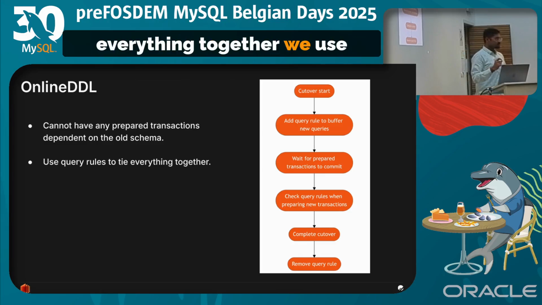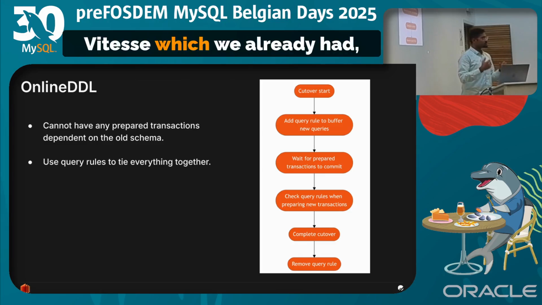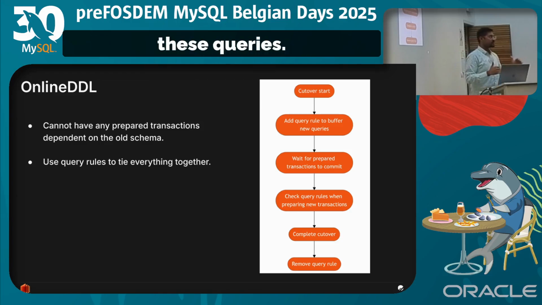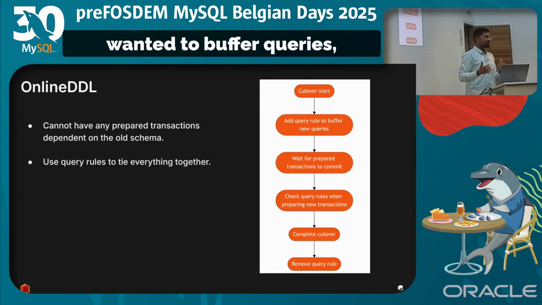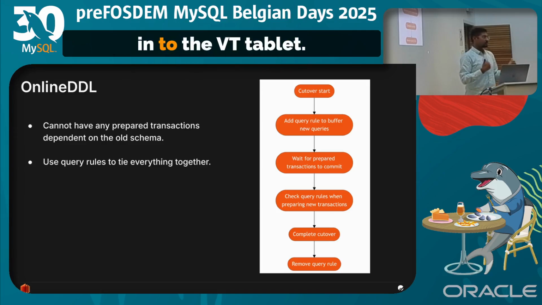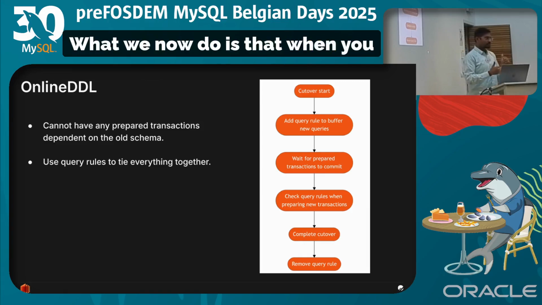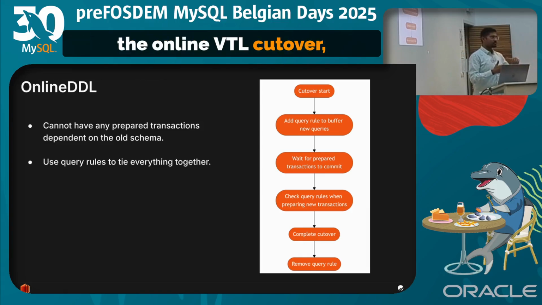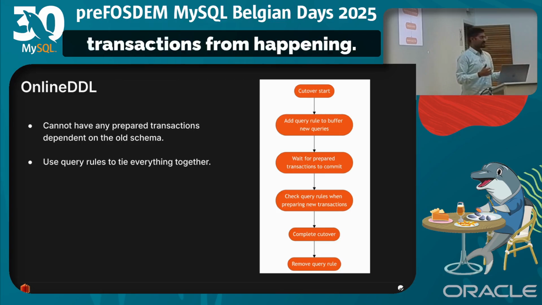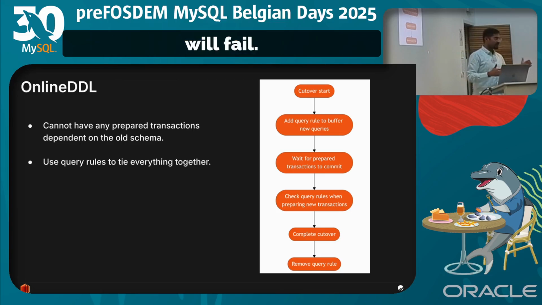To tie everything together, we use something called query rules in Vitess, which we already had, and which we were using for buffering queries. So during cutover, you still wanted to buffer write queries that were coming in to the VT tablet. So we use the same query rules. What we now do is that when you add that query rule during the online DDL cutover, we prevent any new atomic transactions from happening. The prepare phase itself will fail.